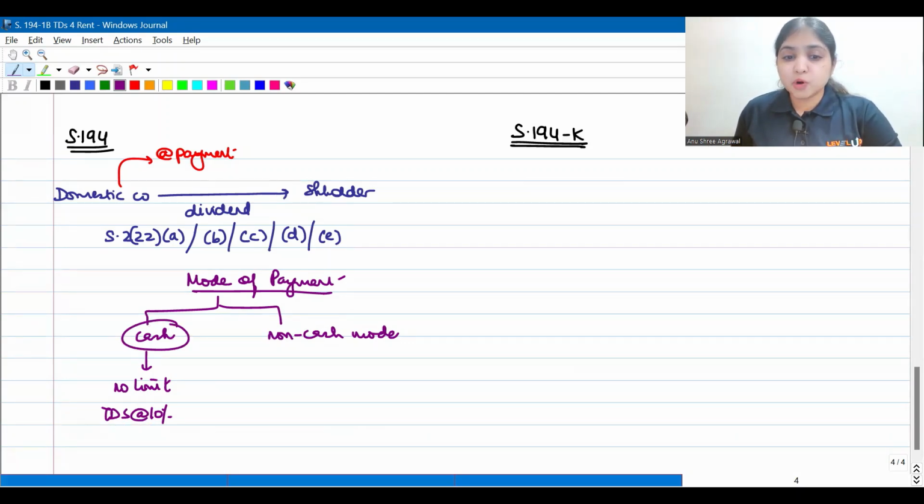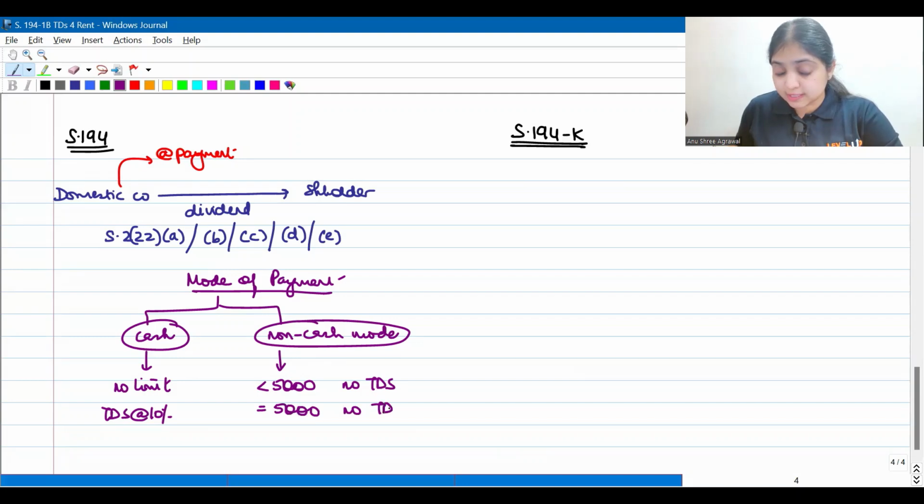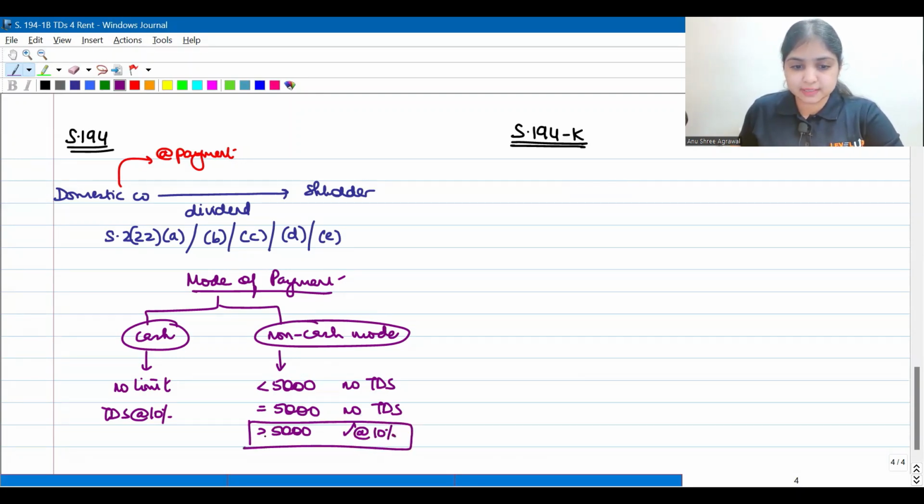But if the mode of payment happens to be non-cash mode, then what will you do? If the mode of payment happens to be non-cash mode, then there is a limit. Then we will see, is it less than 5,000? If it is less than 5,000, there will be no TDS. Also, if it is equal to 5,000, also there will be no TDS. However, if it is more than 5,000, then there will be TDS at what rate? There will be TDS at the rate of 10%. Crystal clear, everybody? This is section 194.